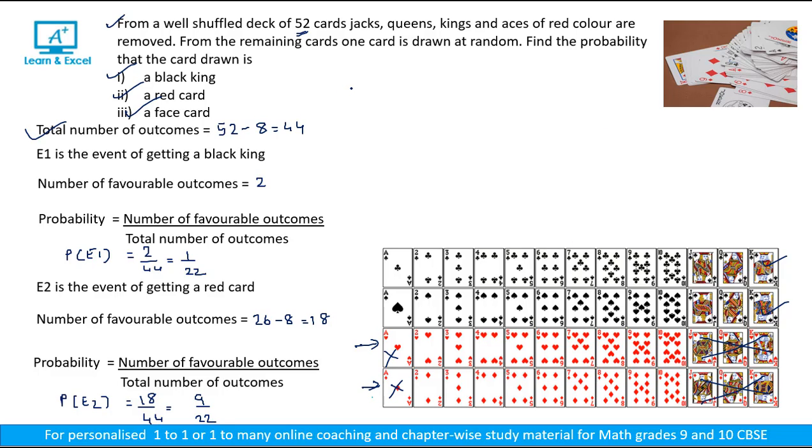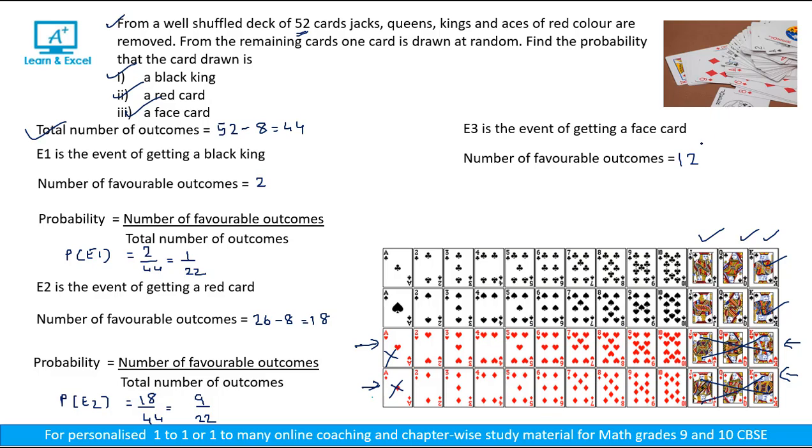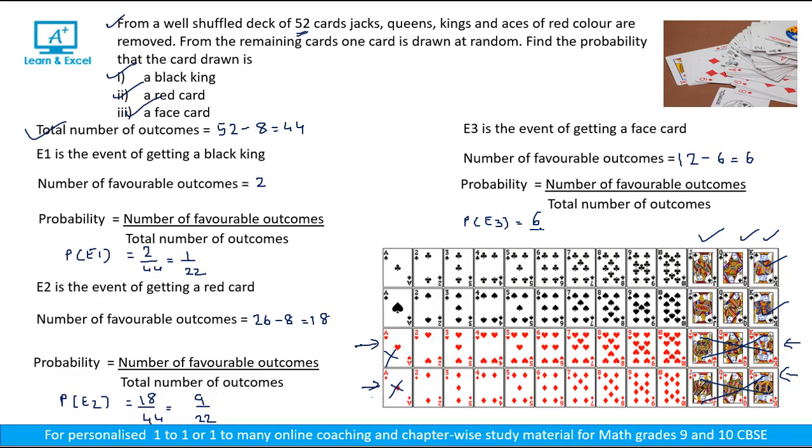Now let us find the probability that the card drawn is a face card. Let E3 be the event. We also know that the number of face cards in the pack are 3, jack, queen and king, and we have 4 suites. So the total number of face cards are 12. From them we have removed these 6 face cards. So now the number of favorable outcomes is 6. So the probability that the event E3 is occurring will be 6 upon total number of outcomes, which we know as 44. Simplifying, we get it as 3 upon 22.